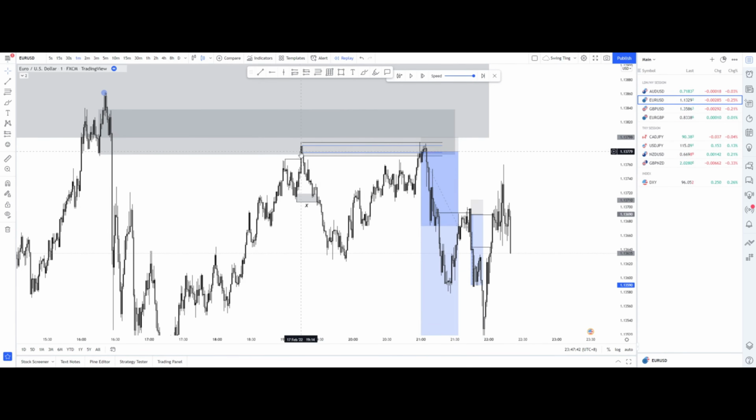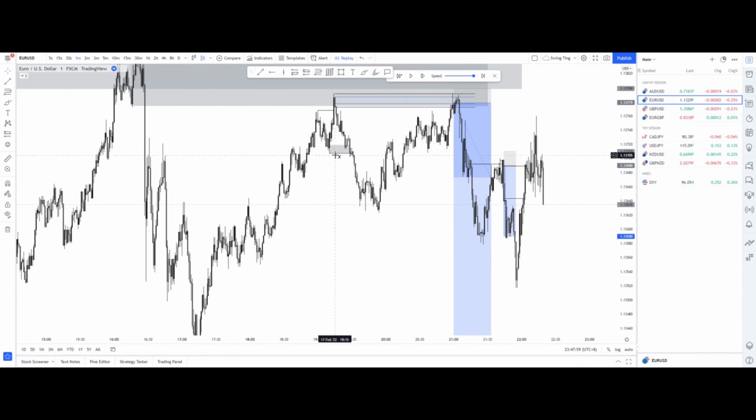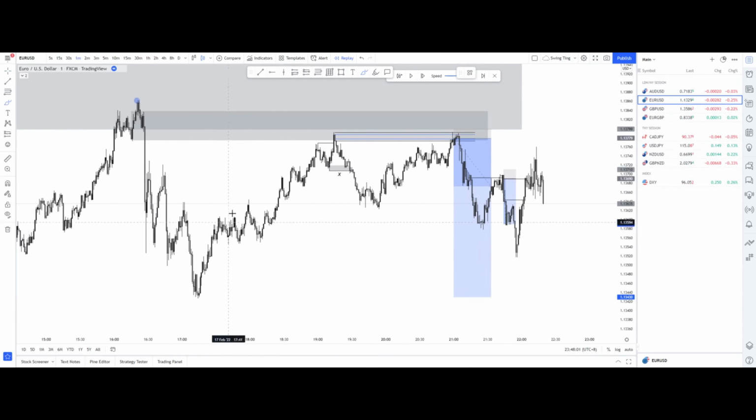Now in this case, we have the first mitigation. We're looking for a confirmation entry. What this ChoCh tells us is, right, now we've mitigated this zone and we want to look for a short, because we're tapping into a supply zone, a confirmation entry here. This ChoCh basically tells us that, okay, from this area here, we can see that it's pretty much bullish price action, creating high highs, high lows.